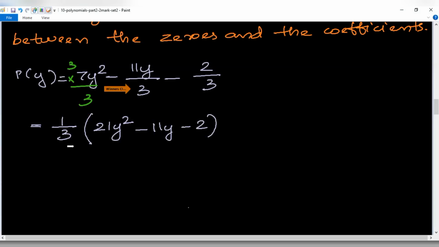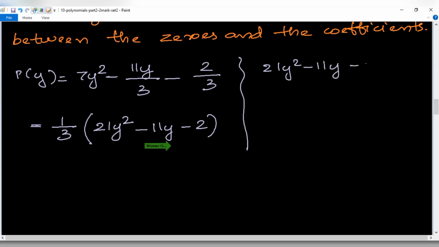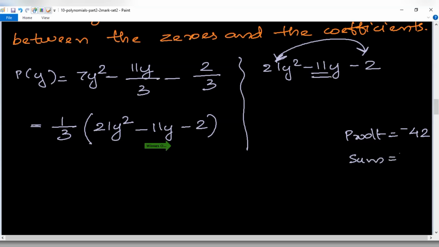Okay, this is the next step. See here, we got a quadratic polynomial without any fractions. So now we will solve this. 21y square minus 11y minus 2. See here, what we need as the product is 21 into minus 2, right? 21 into minus 2, minus 42 we need as the product, and sum we need is minus 11. So we have to search for two numbers with sum negative 11 and product negative 42.